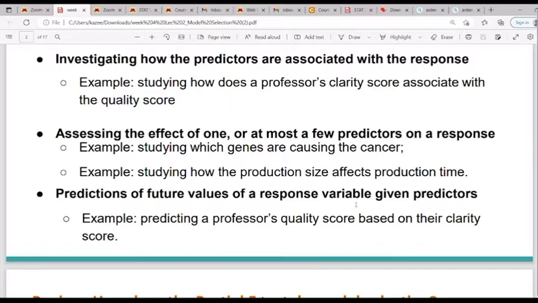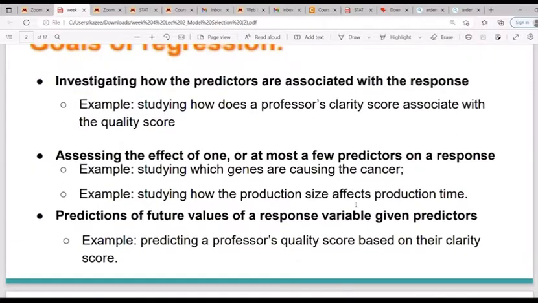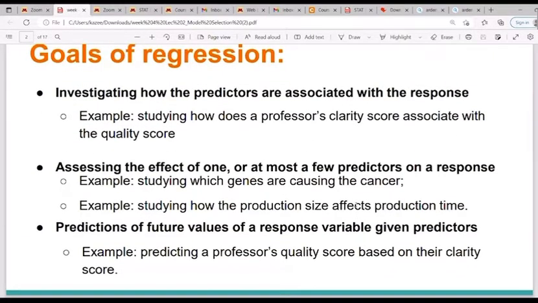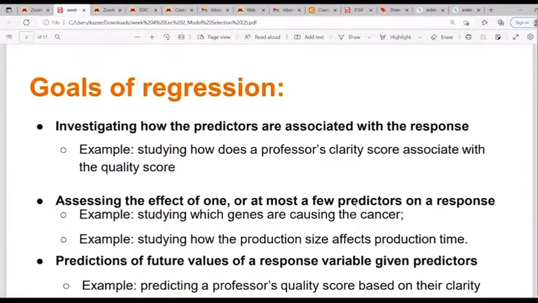Then another goal of regression is prediction. We're going to have a prediction of future values of a response variable given predictors. An example of that is when you are trying to predict the professor's quality score based on their clarity score. So I'm going to say these are the three main goals of regression.